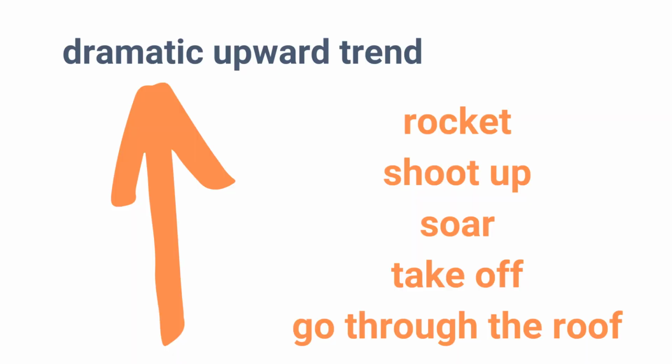Now an upward trend doesn't only have to be like this, it can also be like this. And we have some really nice verbs and expressions that we can use for this dramatic upward trend. And again, I've found you 5 examples. I've got rocket, shoot up. Again, this is an irregular verb. Shoot up, shot, shot up, shot up. Soar, take, again an irregular verb that you should know. Take, took, taken. And go, another irregular verb, go, went, gone. It went through the roof. These are for a dramatic upward trend.